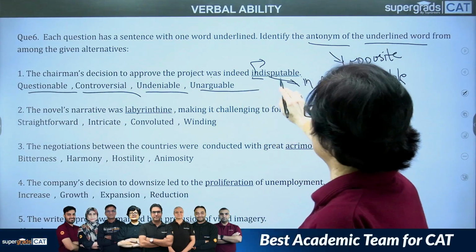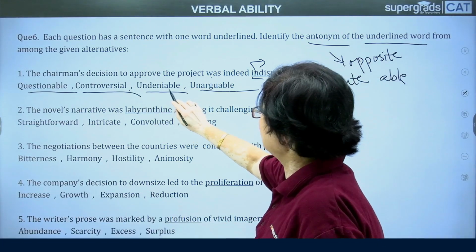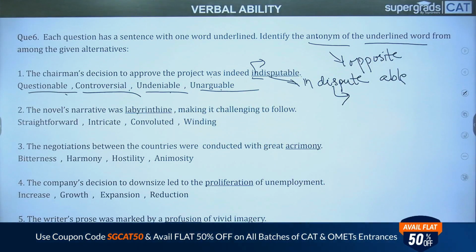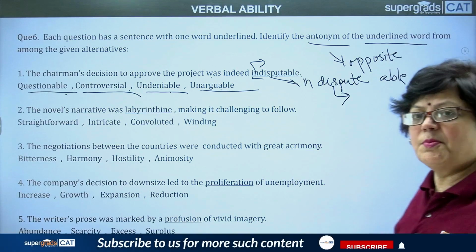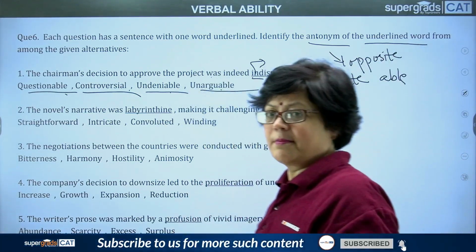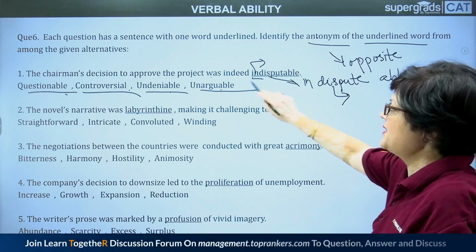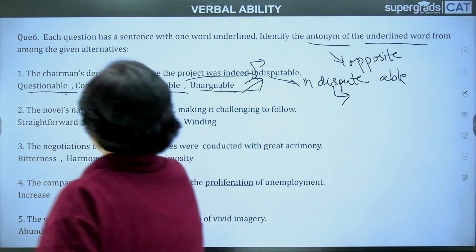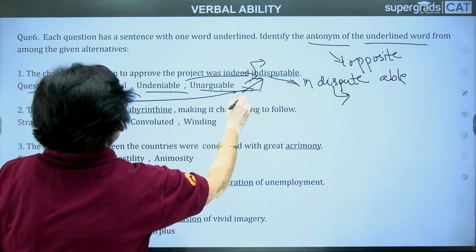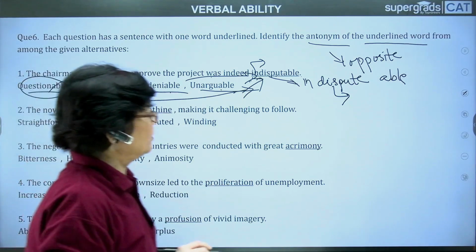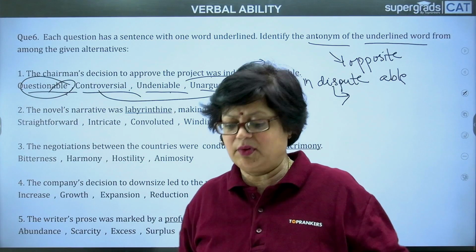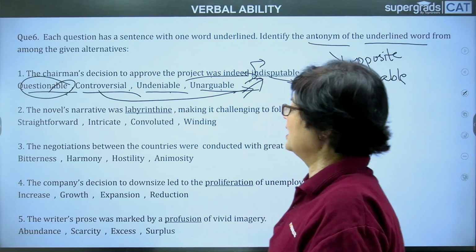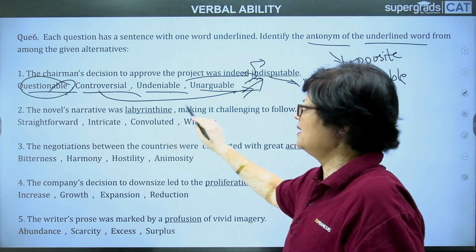So let us see. Controversial, undeniable, unarguable, questionable. What will be the correct option? Indisputable means that which cannot have a dispute, that which cannot have a doubt. Now, which cannot have a doubt is unarguable, which is undeniable. Which is controversial. So the correct answer is questionable. The questions are rising on the decision which has been taken by the chairman. Okay, next. The novel's narrative was labyrinthine.